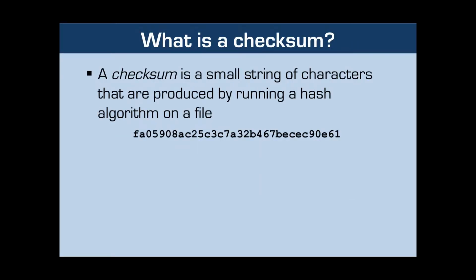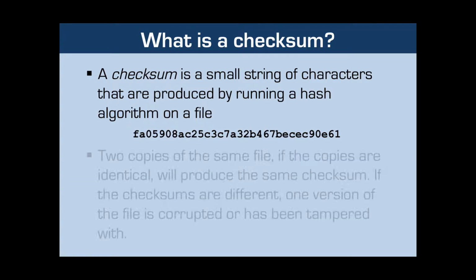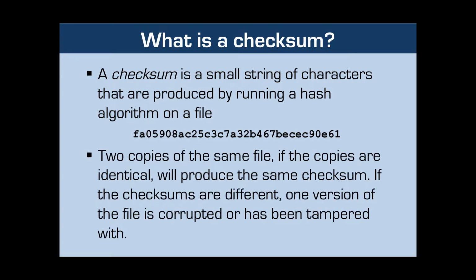A checksum is a small string of characters that are produced when one runs a hash algorithm on a file. The value of the hash is created by carefully examining the bits of data in the file, and an alteration in even one bit of data will result in a completely different checksum result. Two copies of the same file should produce the same checksum. If the checksums from the two files are different, we can conclude that the two files are not identical.